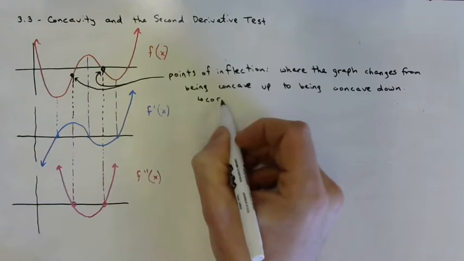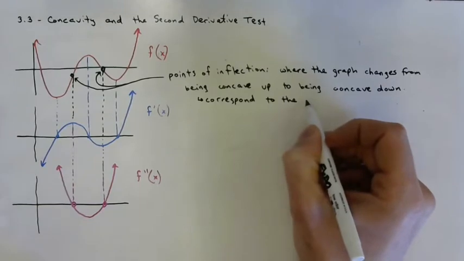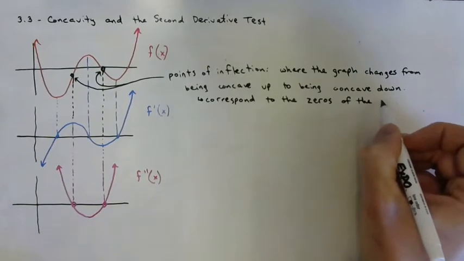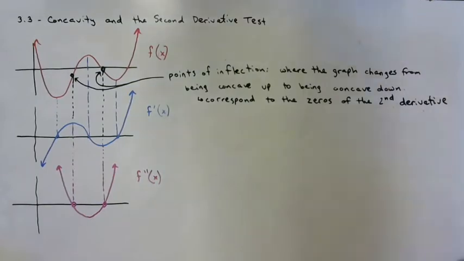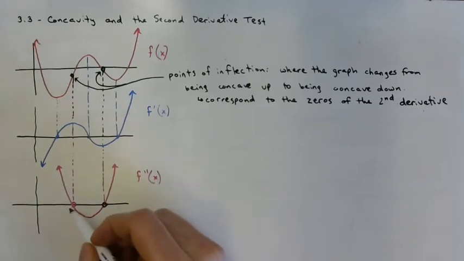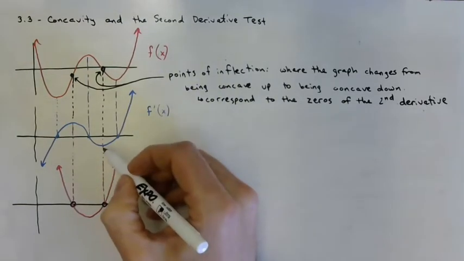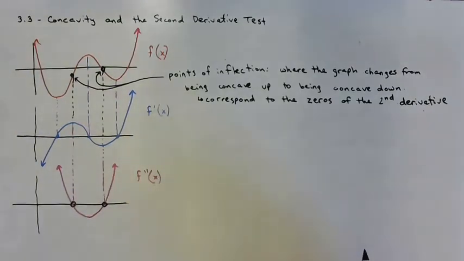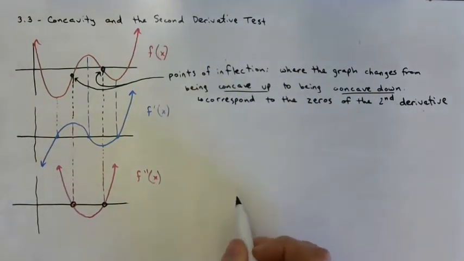How do we find them? Well, they correspond to the zeros of the second derivative. And you can see that from where we traced up our lines from the zeros of the second derivative straight up, boom, to our points of inflection. Okay? They also end up being the max and min of the derivative function. Okay, so we used a couple words here, concave up and concave down. So let's talk about those.